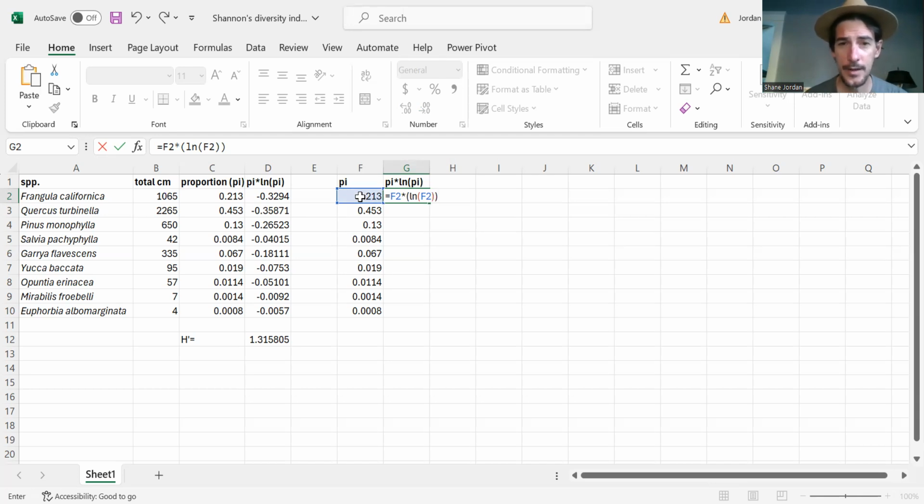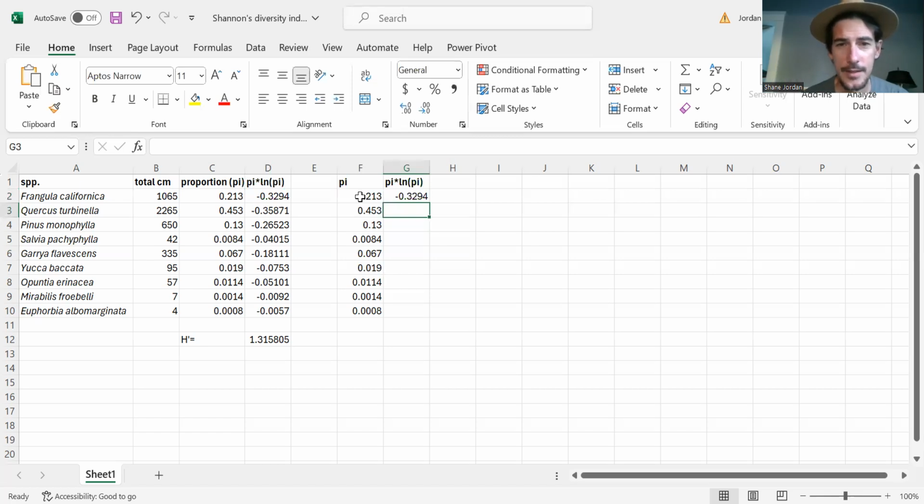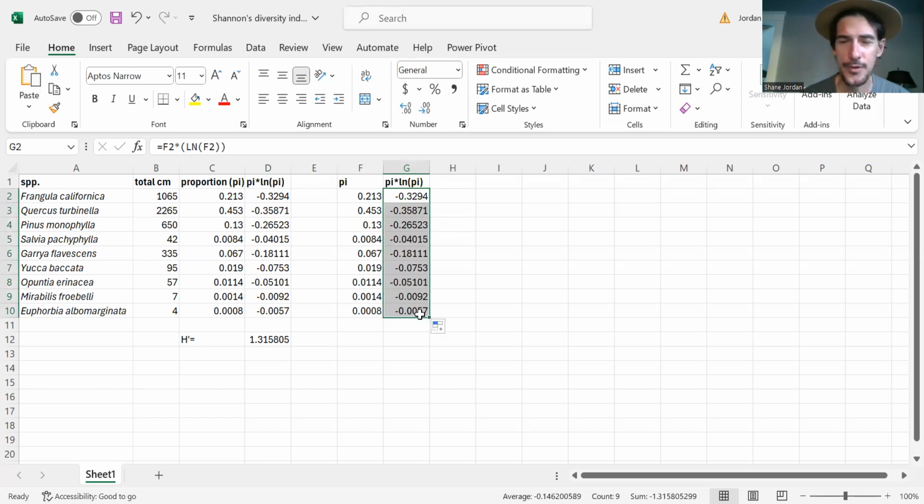Now Excel will calculate proportional cover of the species times the natural log of proportional cover of that species. You hit enter, and we have the value negative 0.3294 as we see over here. Likewise, if we want to do this calculation for all of the other species in the data frame, rather than do that over and over again, we click on the bottom right corner of the cell, get that plus sign, and drag down, and lo and behold, we have all the values of proportional cover times the natural log of proportional cover.